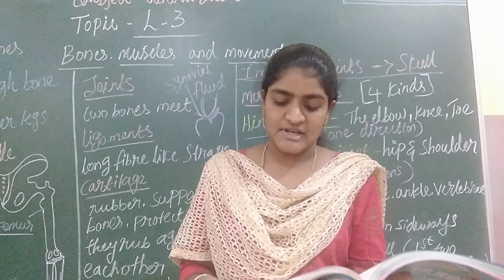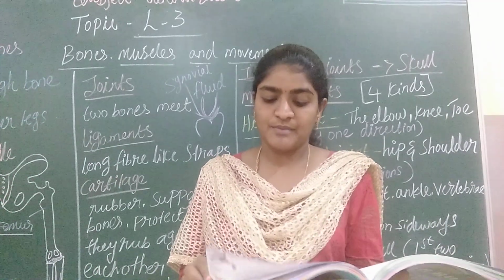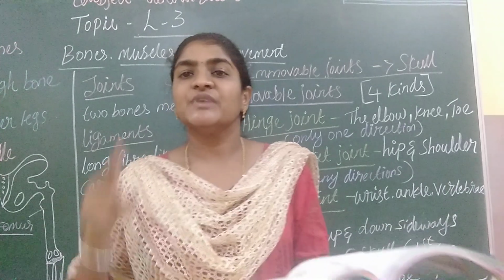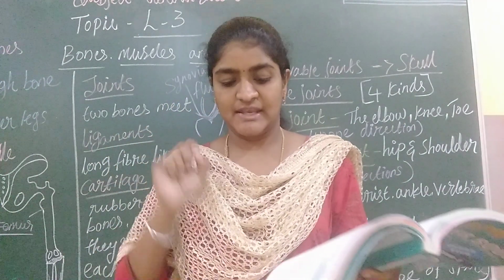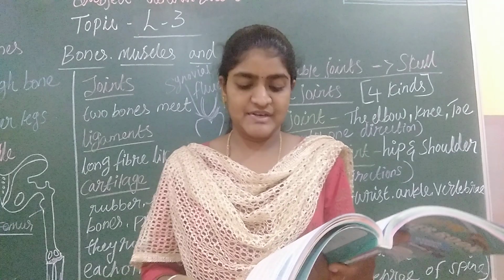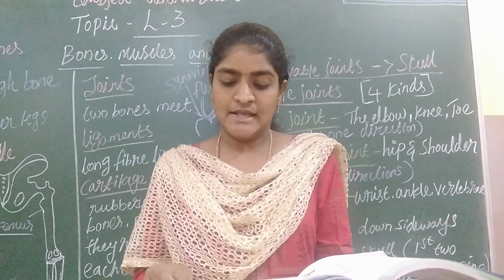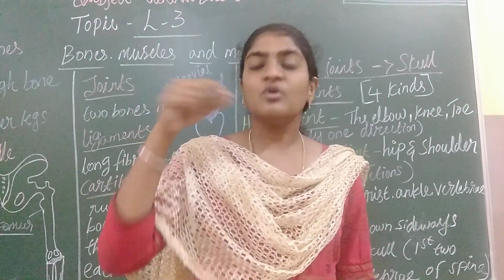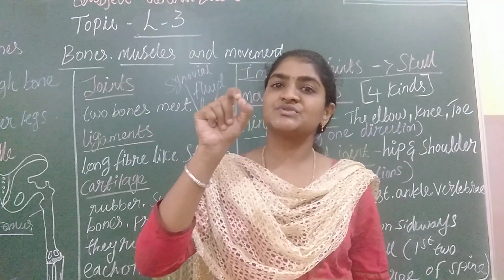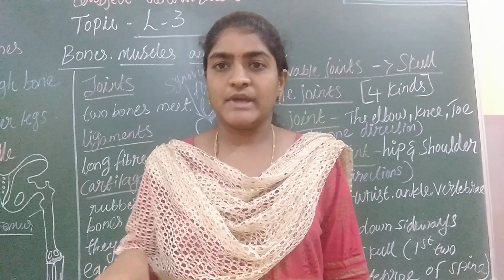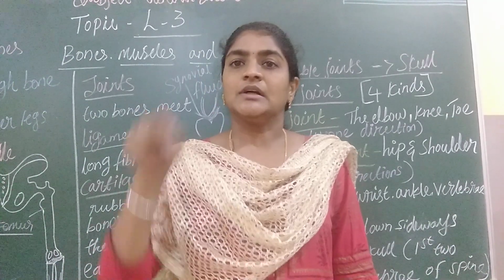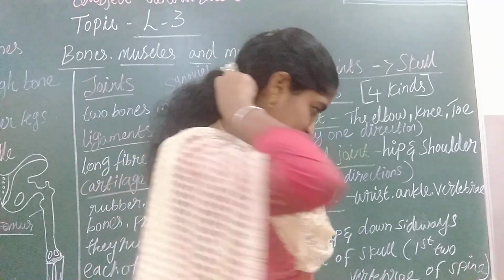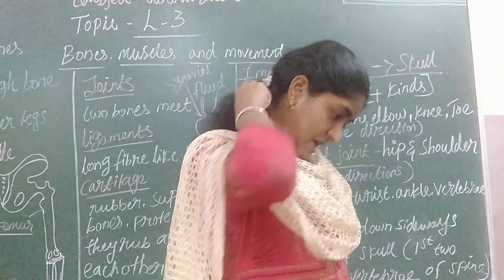And the next one is the pivot joint. The pivot joint is found between the skull and the first two vertebrae of the spine. This joint facilitates up and down and sideways movement of the skull. The skull is attached to the backbone, which is called the vertebral column. The backbone consists of 33 bones, right? The first two bones are attached to the skull.